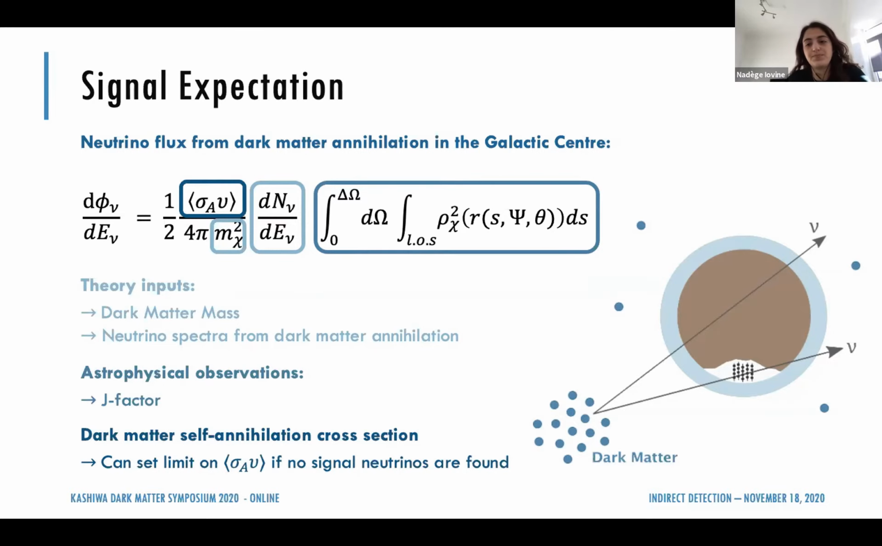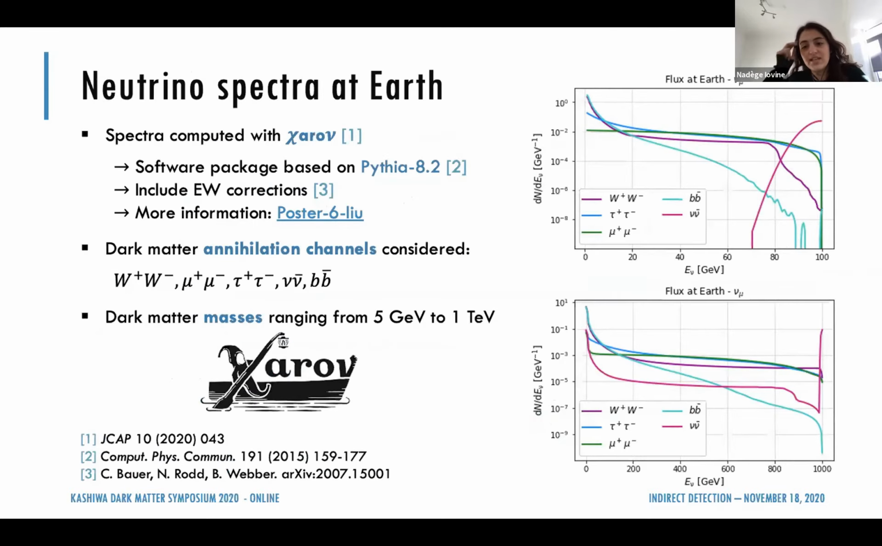So for this analysis, we consider spectra computed with Charon. This package is based on PYTHIA and includes a new calculation of the electroweak correction with processes which are not taken into account in PYTHIA. And you can get more information about the Charon package by looking at this poster.